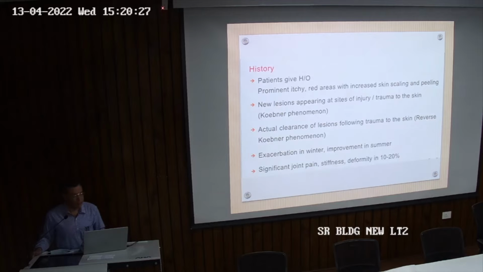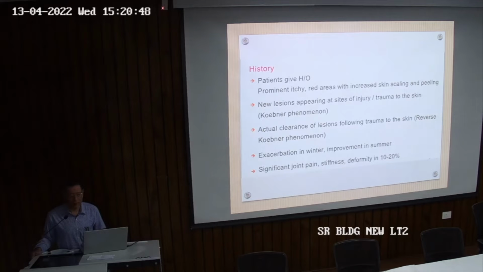Exacerbation in winter, improvement in summer, and significant joint pain, stiffness and deformity in 10 to 20% of patients. So psoriasis can involve the nail. Psoriasis can involve the joints also. These are the systemic manifestations of psoriasis. So the patient may complain of joint pain also. He may come only with joint pain without any skin lesion.